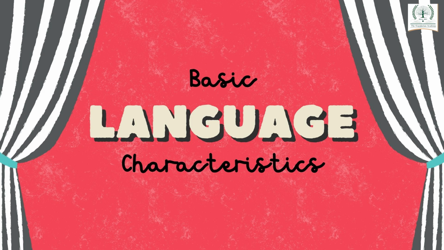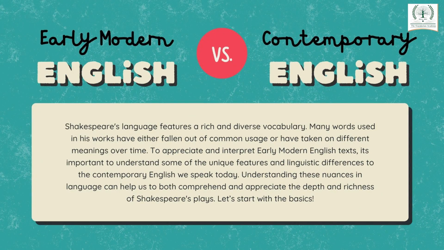Basic language characteristics. Early modern English versus contemporary English. Shakespeare's language features a rich and diverse vocabulary. Many words used in his works have either fallen out of common usage or have taken on different meanings over time. To appreciate and interpret early modern English texts, it's important to understand some of the unique features and linguistic differences to the contemporary English we speak today.